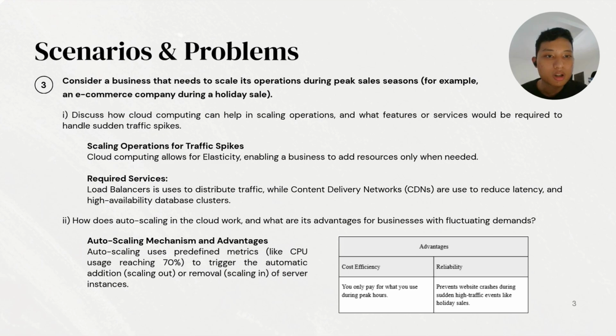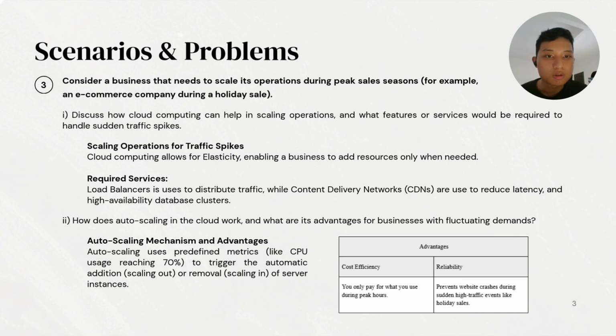Cloud computing allows for elasticity, enabling a business to add resources only when needed. A load balancer is used to distribute traffic, while a content delivery network (CDN) is used to reduce latency and ensure high availability. How does auto scaling in the cloud work?